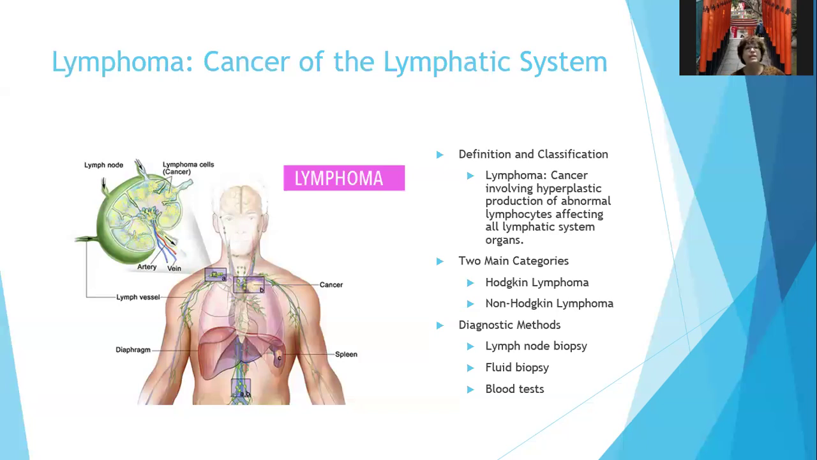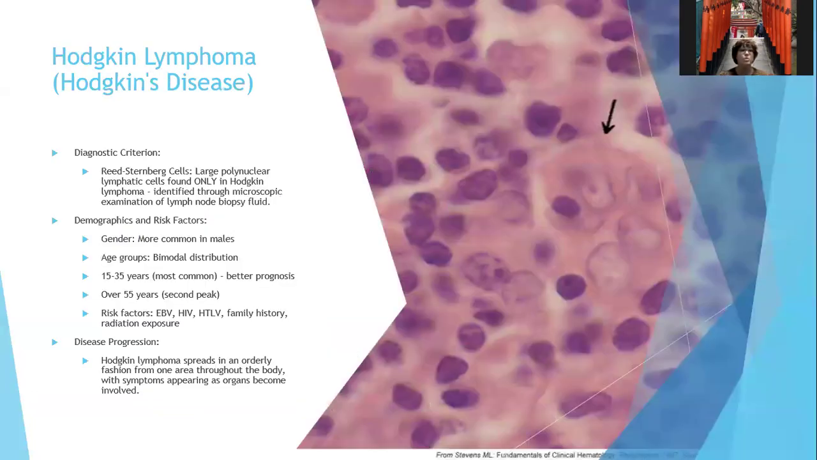So lymphoma is the other disorder that we're going to talk about, and it's cancer of the lymphatic system. So it involves hyperplastic production of abnormal lymphocytes affecting all lymphatic system organs. So there are two main categories, Hodgkin and non-Hodgkin. Diagnosis happens through lymph node biopsy, fluid biopsy, and blood tests. That's how they tell that you have lymphoma.